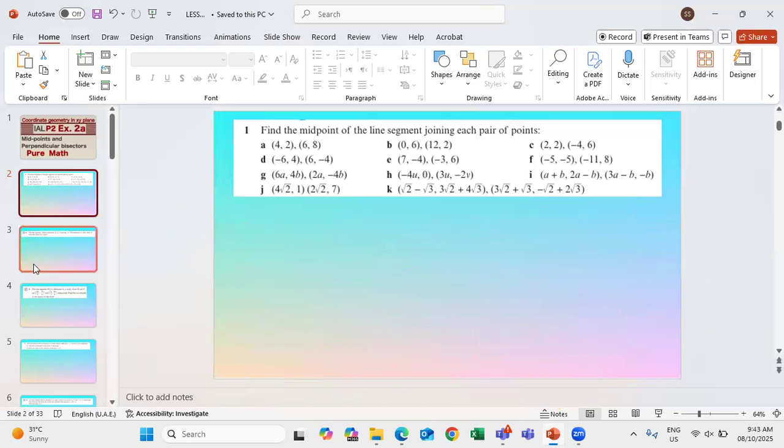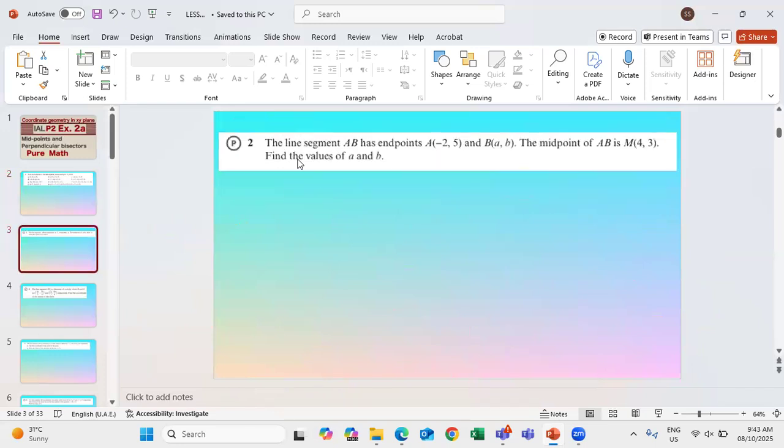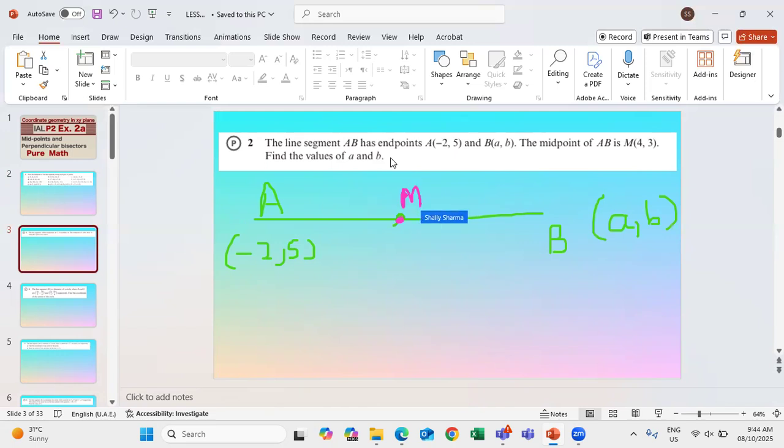Similarly, you can do all the questions in the first part because it is just finding the coordinates. Now, there is a line segment AB. Its endpoint is given as (-2, 5), and that point has been named A, and the other endpoint is B. We are also given the midpoint, M, and that is given as (4, 3).